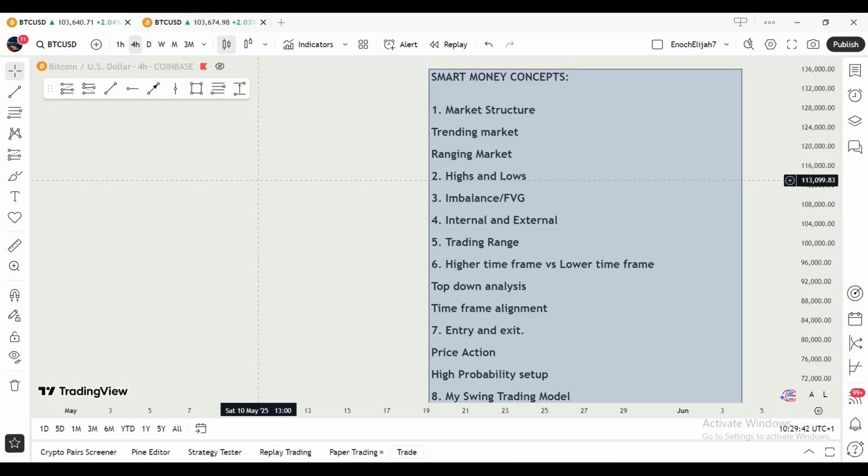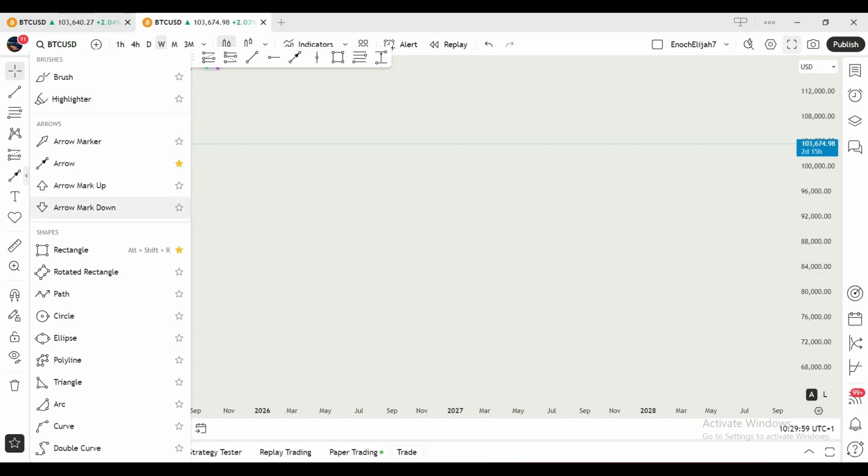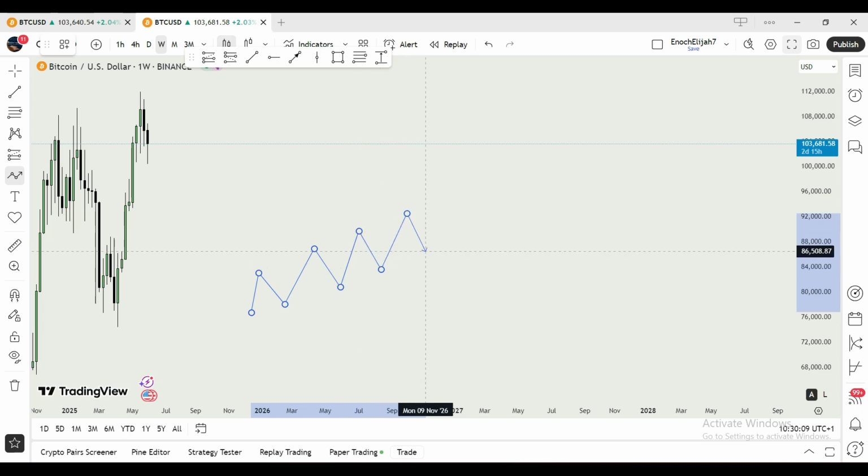Now, I will show you how to read highs and lows on the chart. When price moves forming a series of highs and lows: low, high, low, high, low, high. This is an uptrend. This is a trending market, a very bullish one.